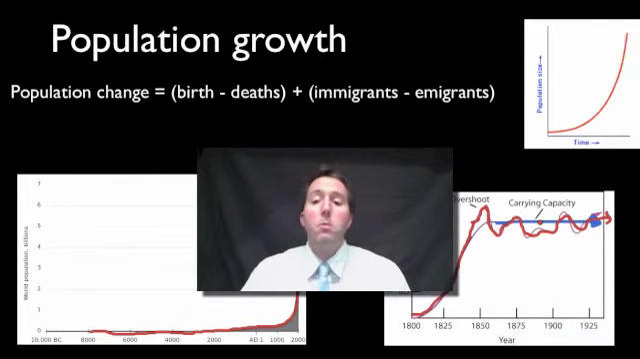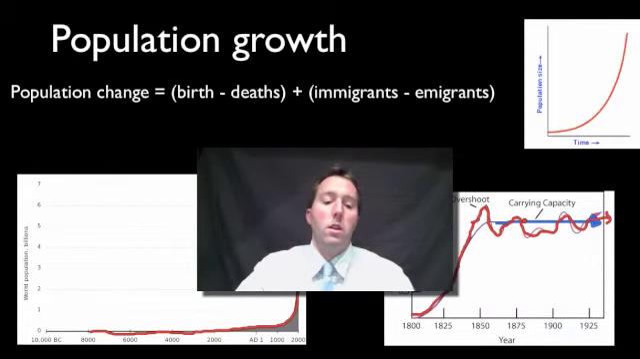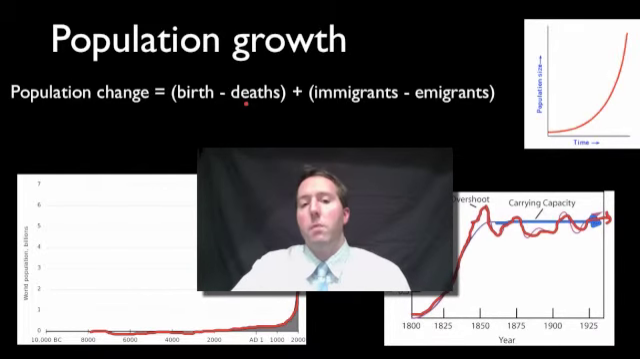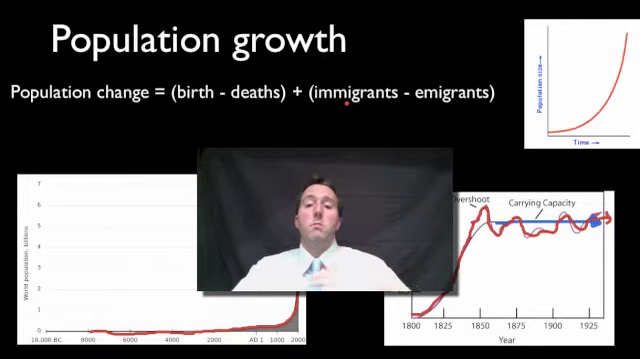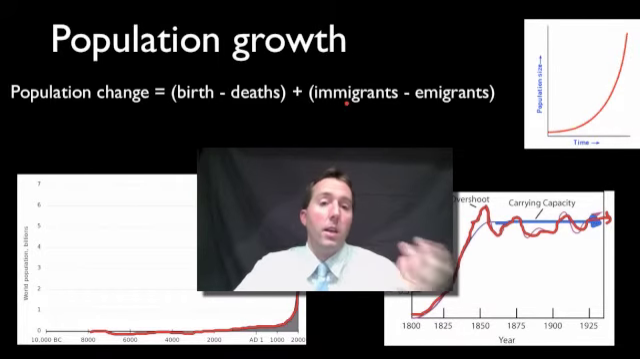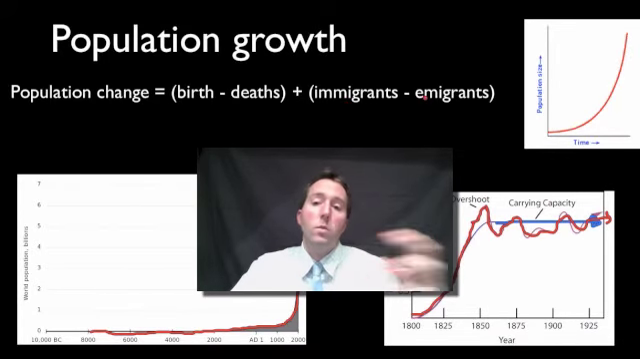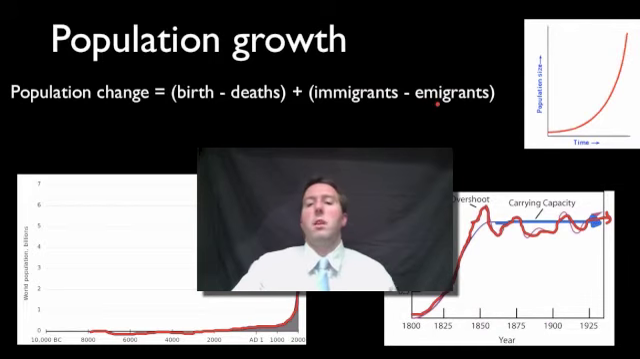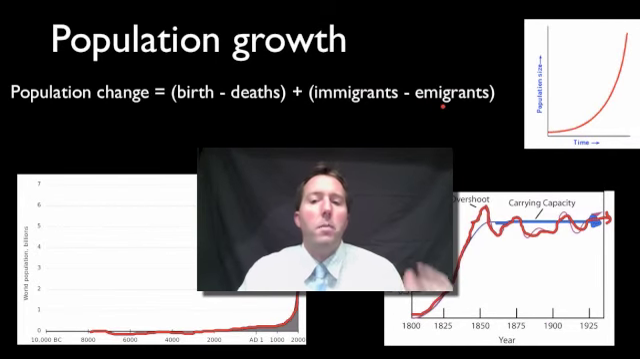But if we again look at population growth, we do look at the numbers of births, take away the numbers of deaths, add the number of organisms arriving to the particular area that we're studying, as well as taking away the number of organisms that are leaving that area. And population growth is something that ecologists study.